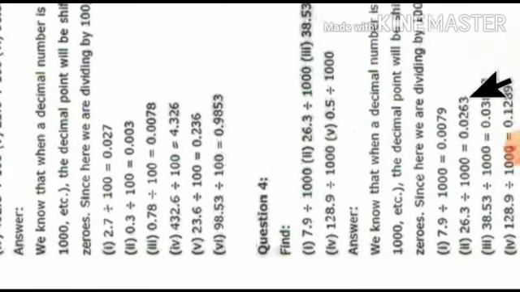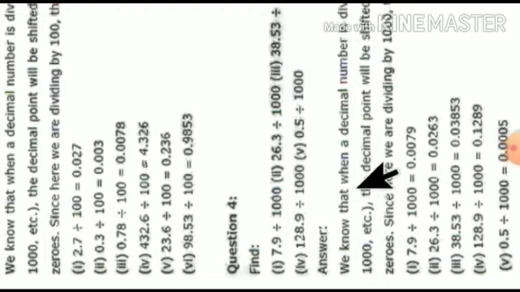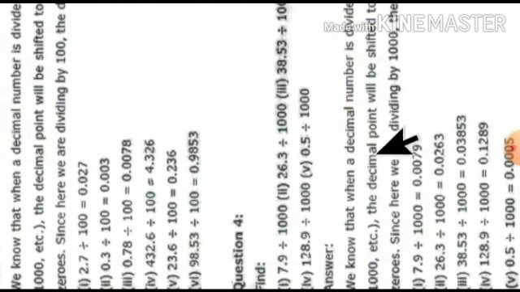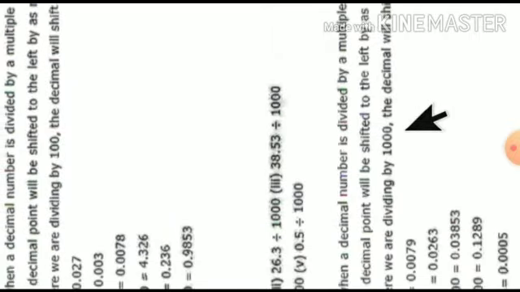Now question number 4, 7.9 divided by 1000. Now here we can see that all the decimal numbers are given divided by 1000. Now again the decimal number will shift to the left by 3 digits. Okay, we know that when a decimal number is divided by a multiple of 10 only, that is 10, 100 and 1000, the decimal point will be shifted to the left by as many places as there are zeros. Since here we are dividing by 1000, the decimal will shift to the left by 3 places now. Okay. So let us see examples.